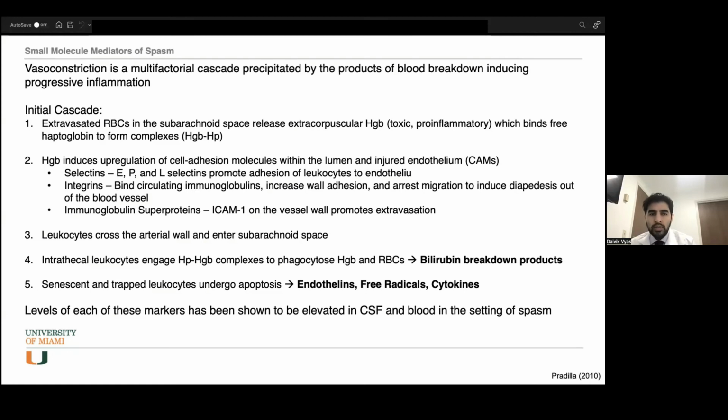Now, through this process of hemoglobin inducing this upregulation, these leukocytes exit into the subarachnoid space, and they'll engage those haptoglobin-hemoglobin complexes to take in all the hemoglobin as well as the red blood cells that had come out. This will be broken down into bilirubin, which will be the first small molecule blood product that can help induce vasospasm. But the second thing is that these leukocytes end up being trapped within the intrathecal space and will undergo apoptosis, and in that process release additional inflammatory molecules, so endothelins, free radicals, and cytokines. The levels of each of these markers have been shown in laboratory studies to be elevated in CSF and blood in the setting of spasm.